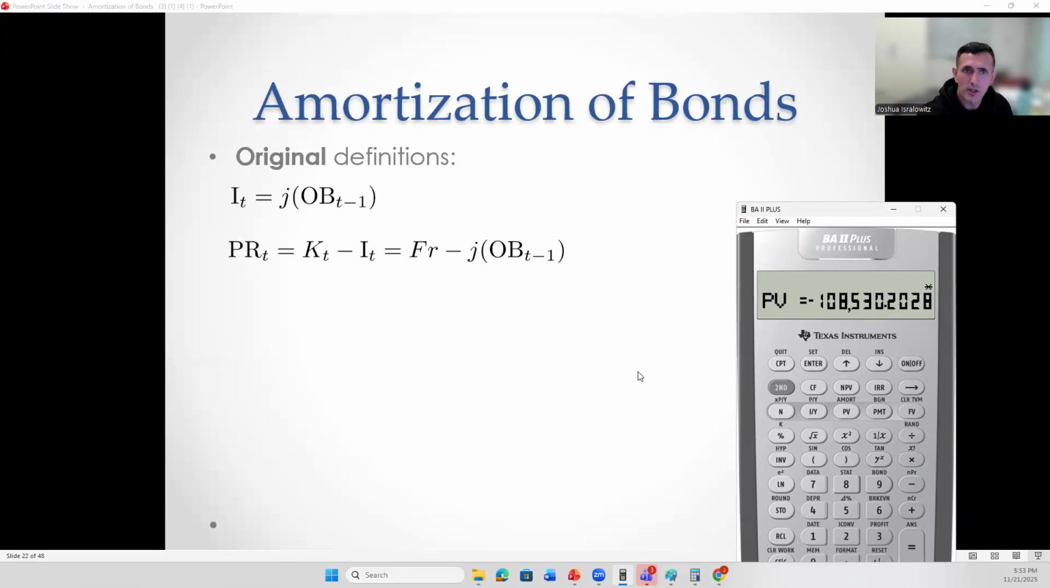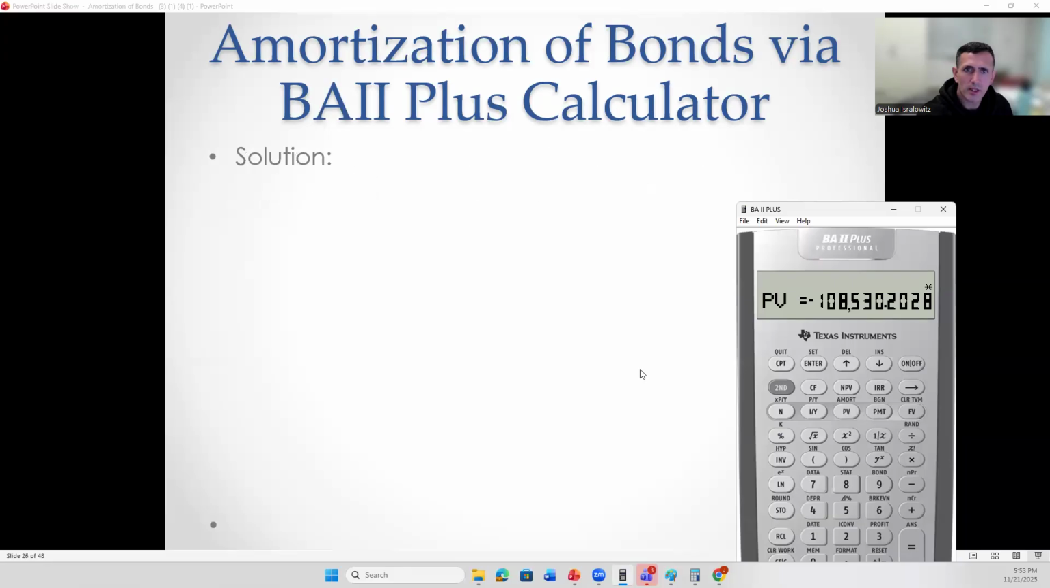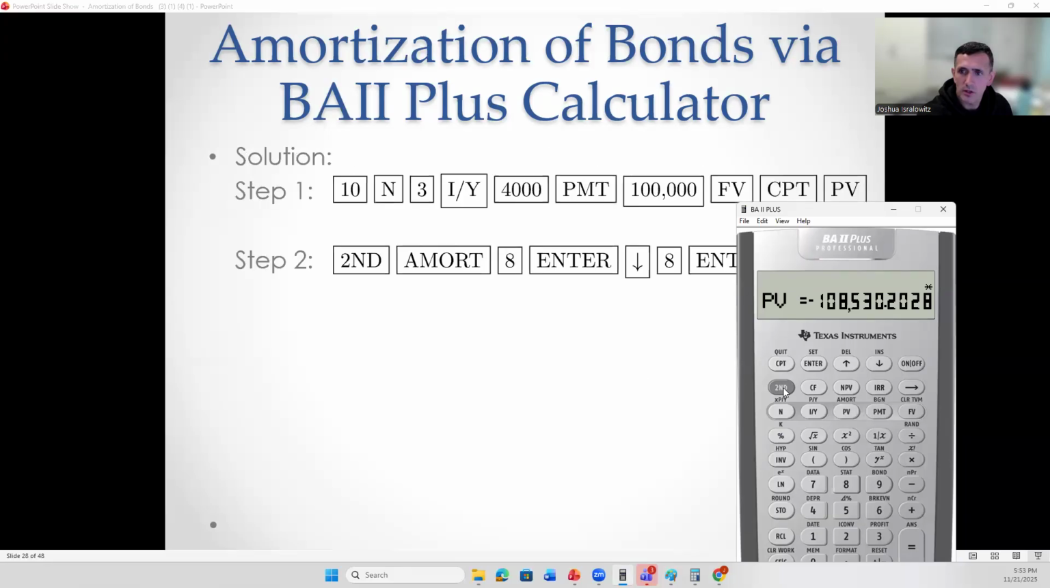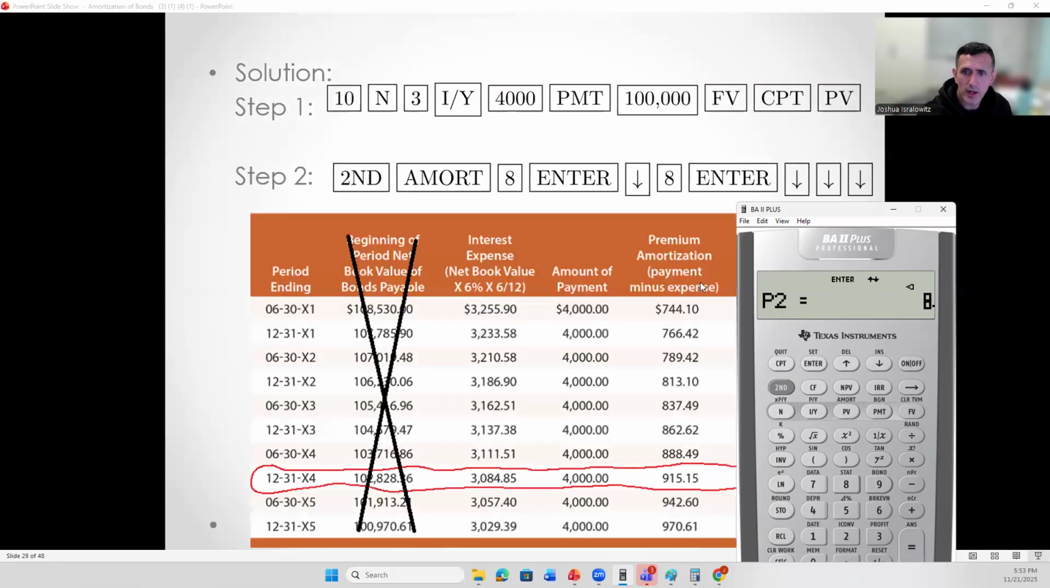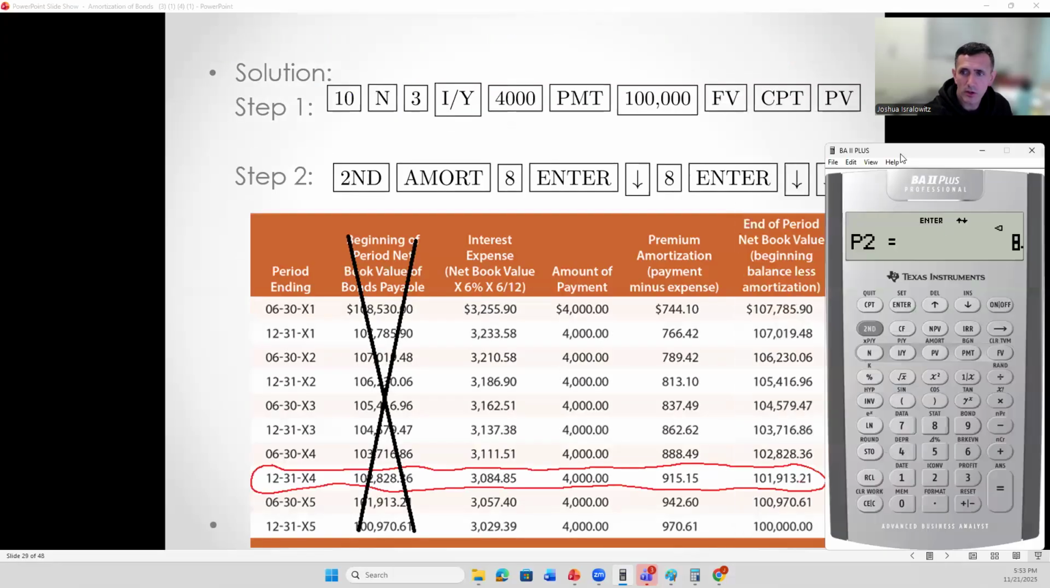Okay, so what we do next is hit the amortization key, second PV, the amortization worksheet. And we want the information for the 8th row. So we're starting at the 8th period and ending at the 8th period. We'll see what happens when we don't have the same starting and ending. Now we just go with the down arrows, and hopefully that'll give us the correct information.